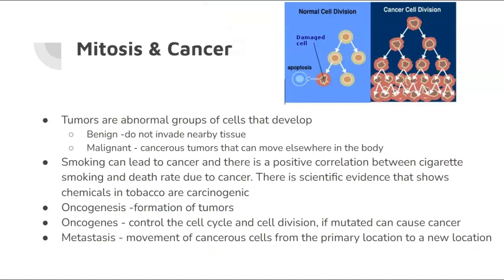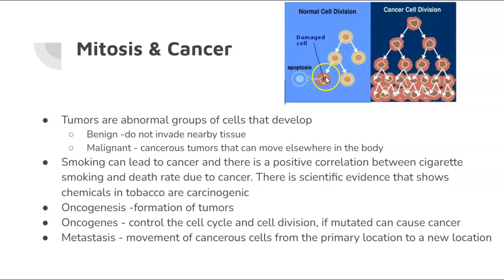Okay, so when we talk about cell division, we're talking about normal cell division, right? Mitosis is normal cell division, but sometimes that can cause cancer. Cancer is the uncontrollable growth of cells. So when you have normal cell division, you're dividing into two, and then this new cell also divides into two, but sometimes you get a damaged cell.